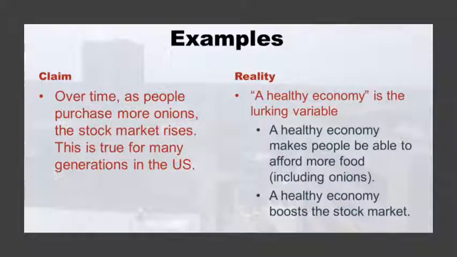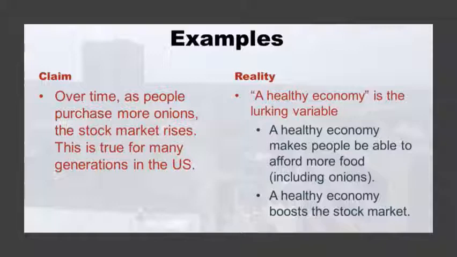So here's another lurking variable example, just to give you an idea of things you need to be careful with. Here's another claim: over time, as people purchase more onions, the stock market rises. This is true for many generations in the United States. Well, what really is happening is that when the economy is booming, there's a lot more money circulating in our system, then people have more money to buy healthier food, or to buy more food, including onions. So onion sales would definitely rise, okay?